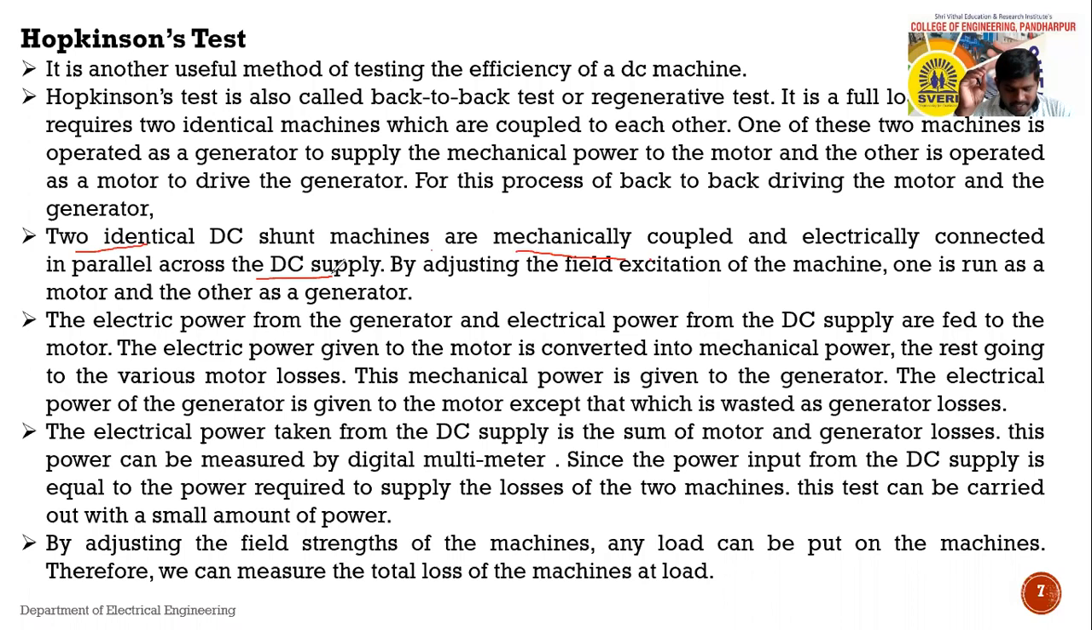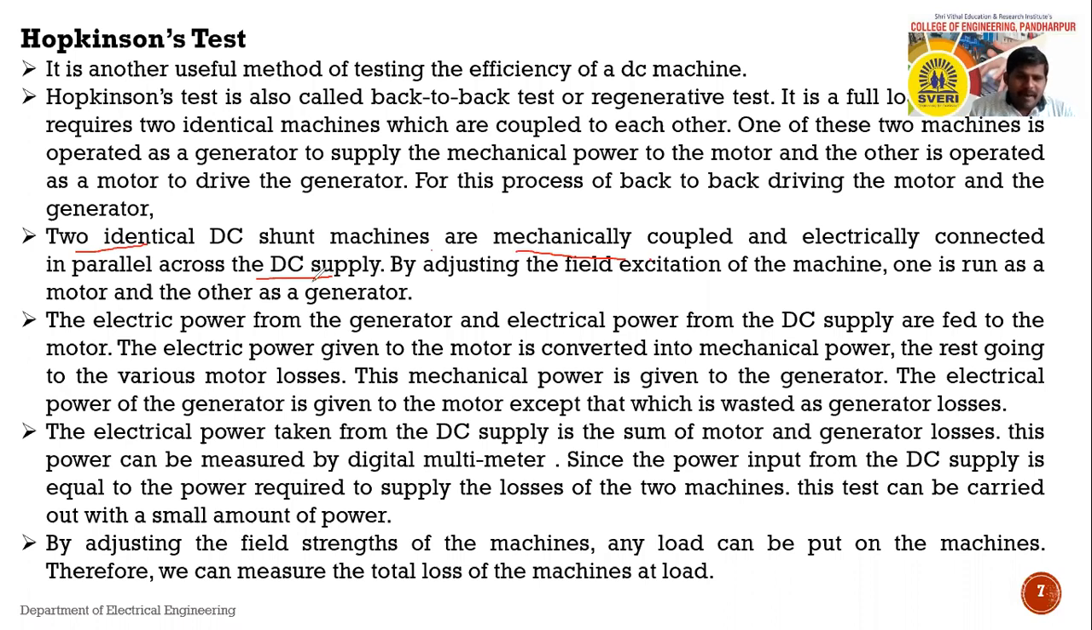So this mechanical power is given as input to the generator. We feed it to the generator, and the electrical power of the generator is given to the motor, except for the wastage in the losses. Some of the power can be wasted in the generator also.